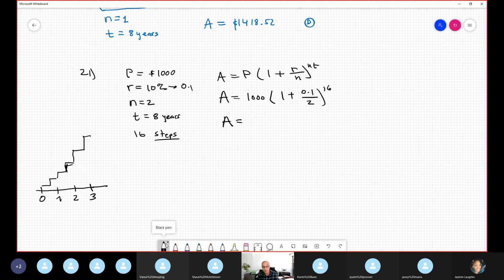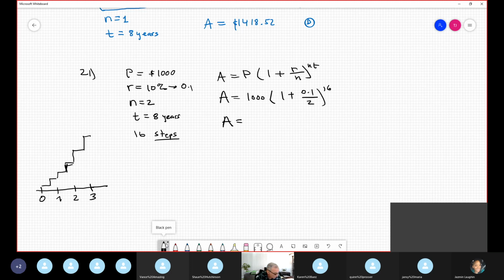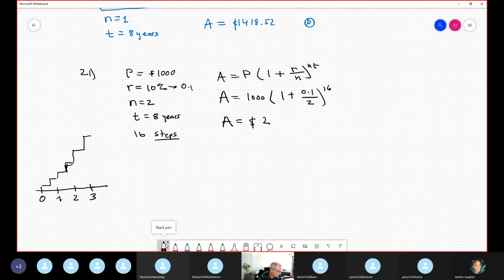We practice with the calculator now on the word problem application. You put in the calculator 1,000. Very well. Jasmine says it's $2,182.87, which corresponds with option D. Any questions?